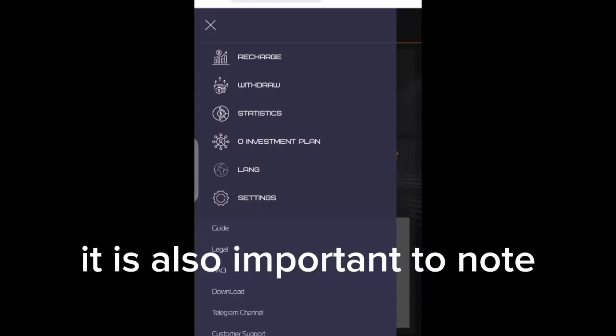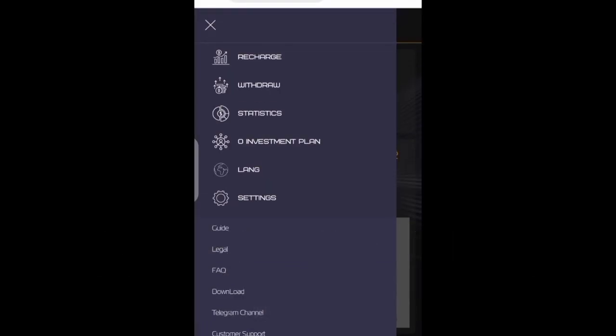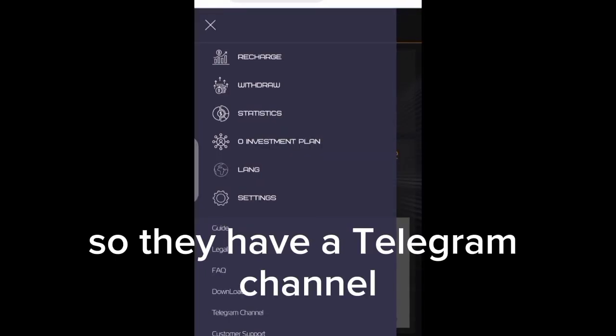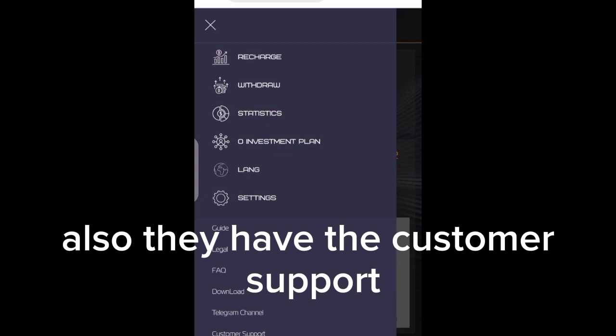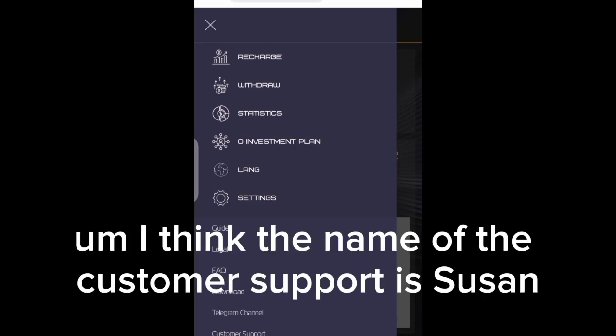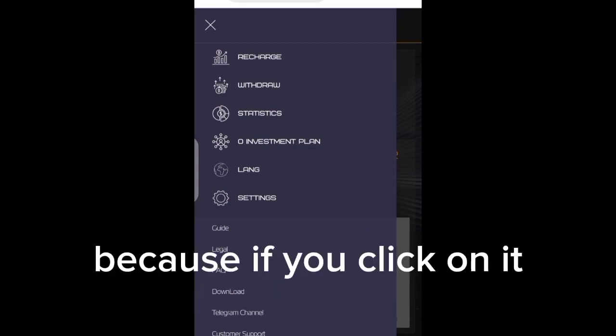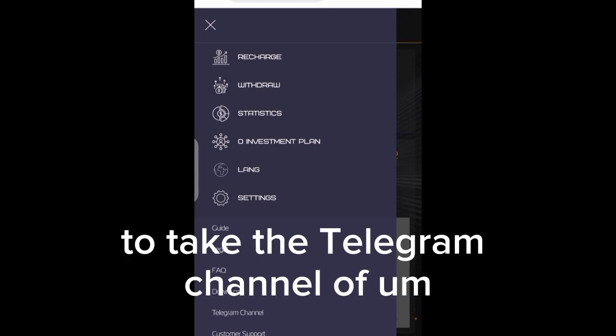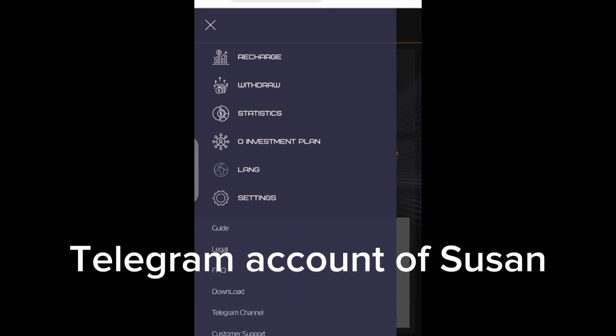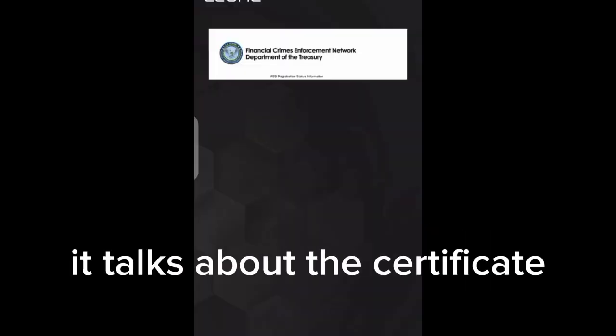It is also important to note that these guys have a Telegram channel. So if you want to know more about them, you can go there. Also, they have customer support. I think the name of the customer support is Susan, because if you click on it, it takes you to the Telegram account of Susan. Then they have the legal page. The legal page talks about their certificate.